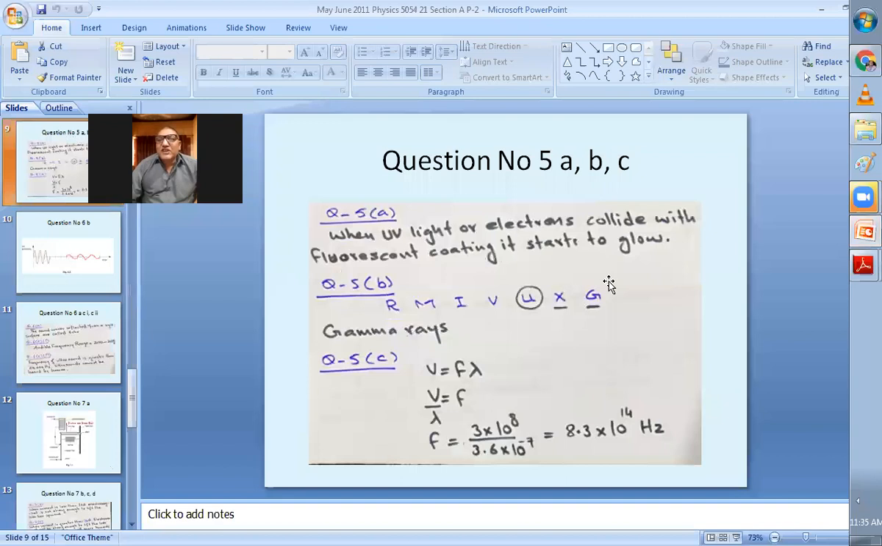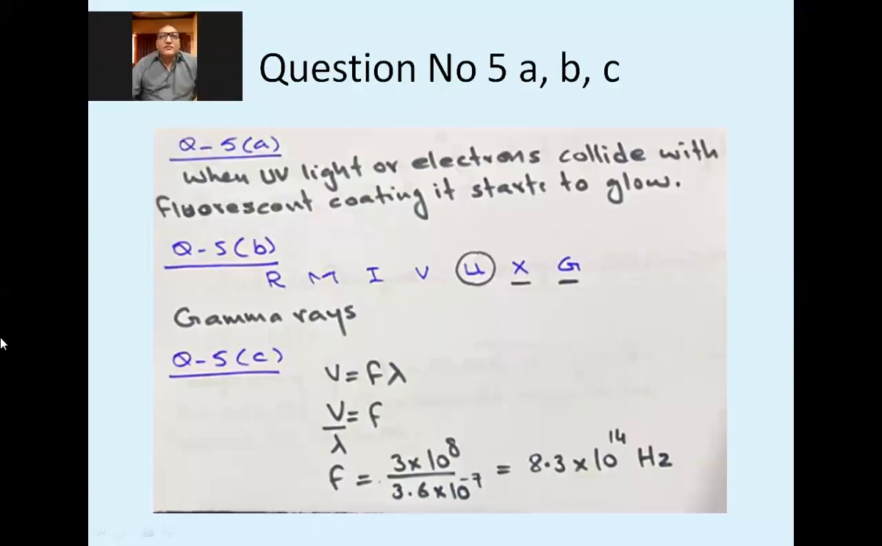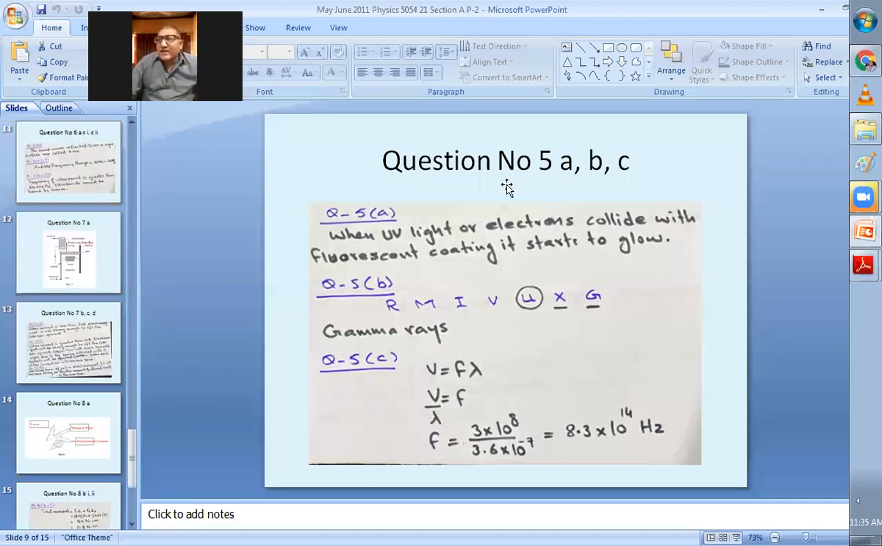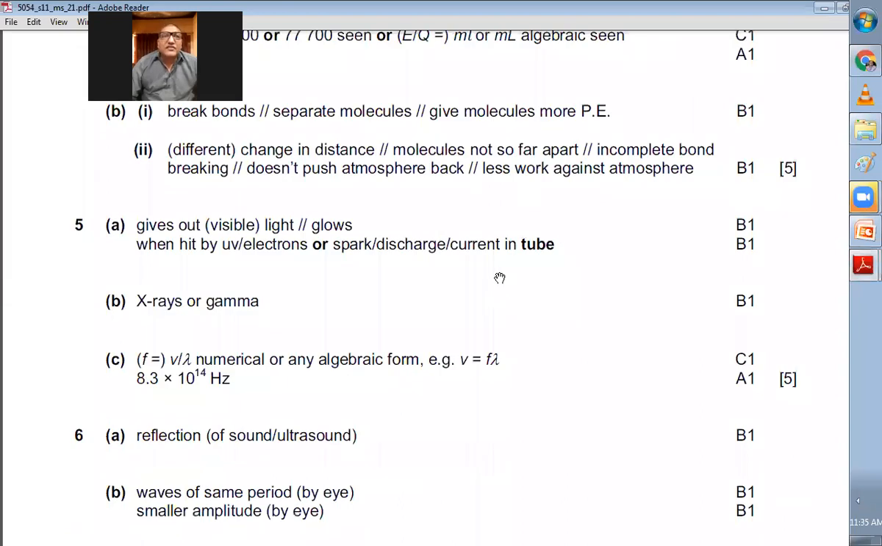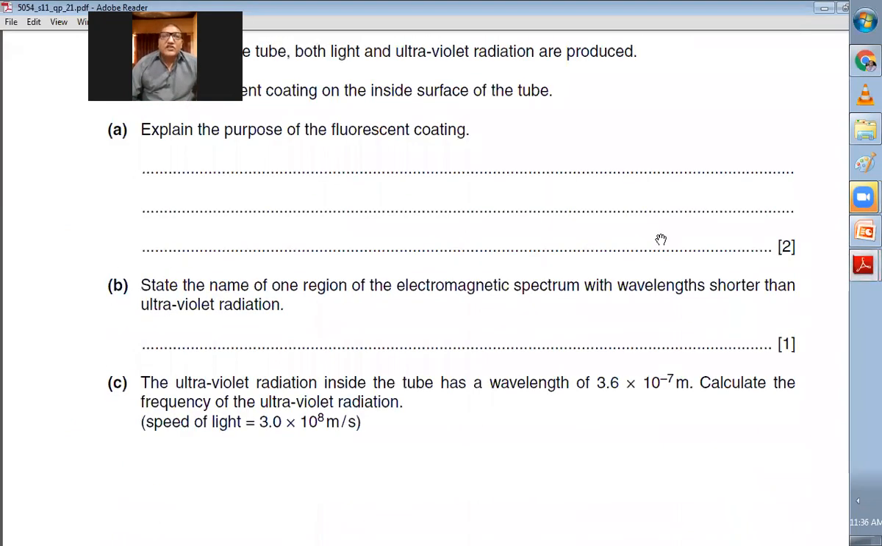Let me check the answer which I have written here. Let me show you my answer. When UV light or electrons collide with the fluorescent coating, it starts to glow. That is the reason why we are using it. Let's check the marking scheme. Question number 5A: gives out visible light or glows when hit by UV light or electrons. Very simple answer. It's a 2-mark question. Hopefully you can do this. Okay, let's move to the next question.